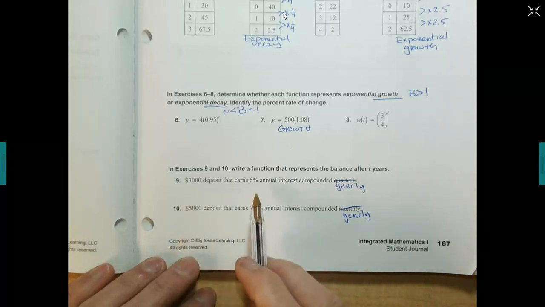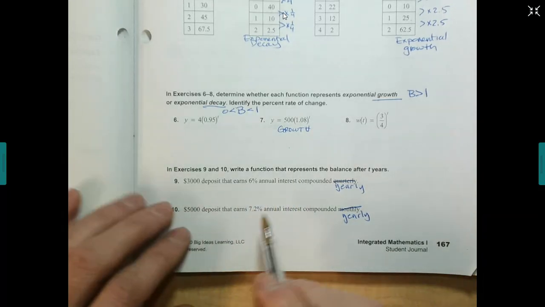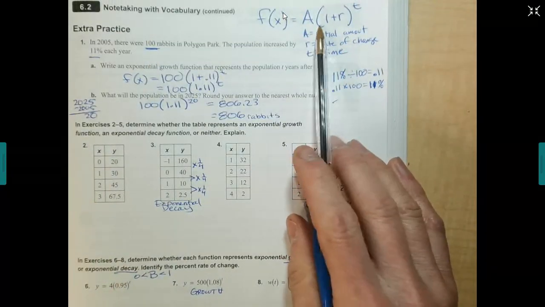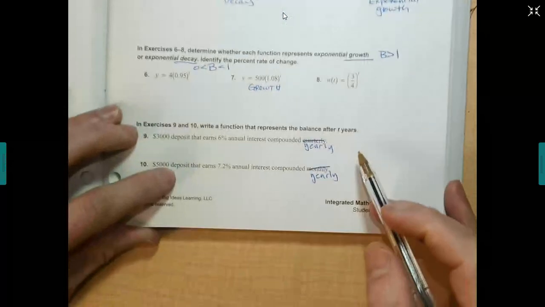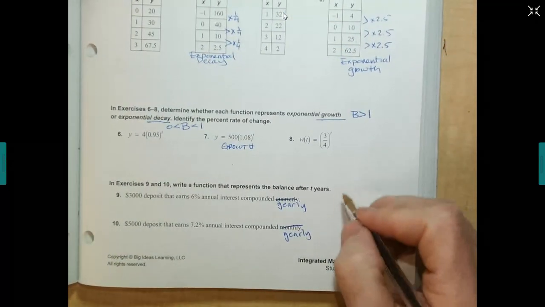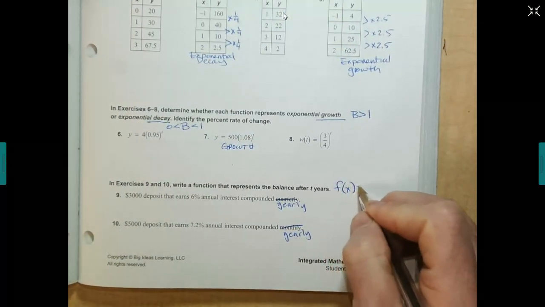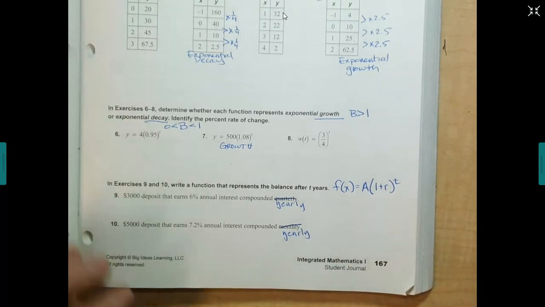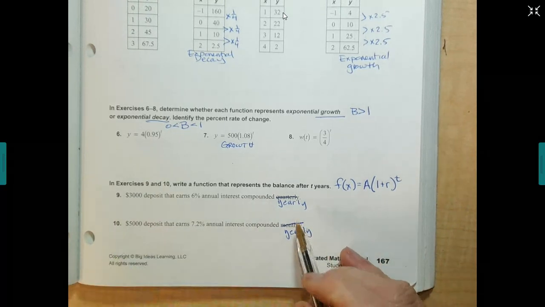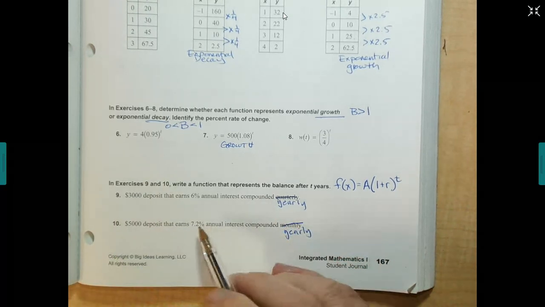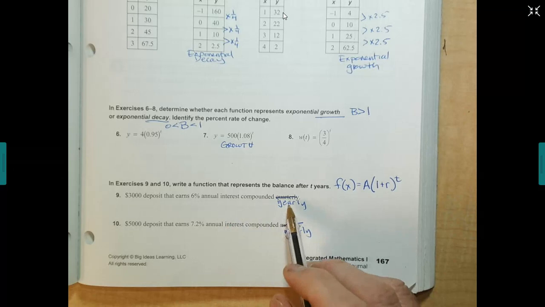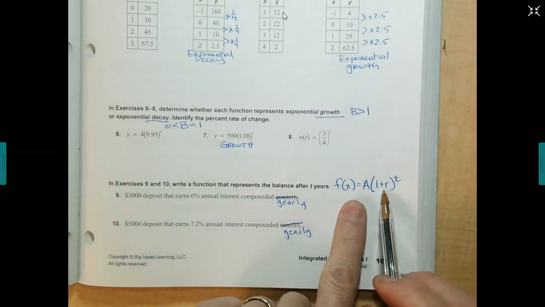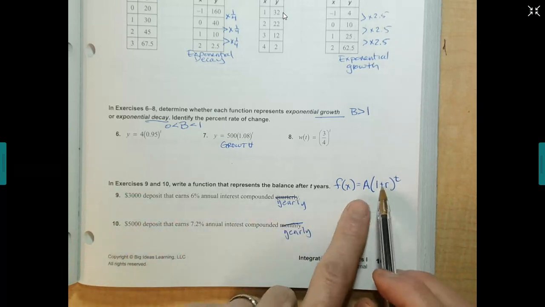Okay, word problems, but it's okay because we have our trusty formula. So let's check this out. f of x equals a times (1 plus r) to the time. So we are not going to do compound interest. So we're just increasing this yearly. So we're not dealing with the compound formula. We're dealing with this formula. So we're going to plug the pieces into here.